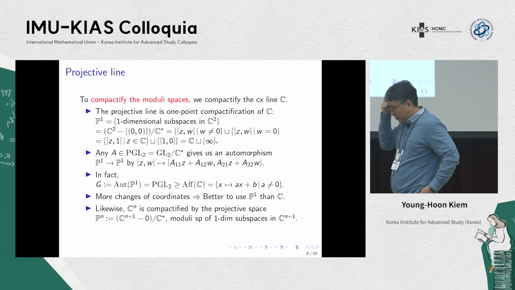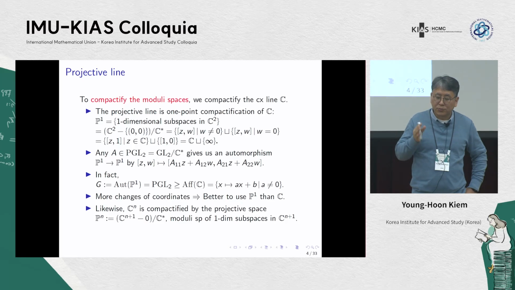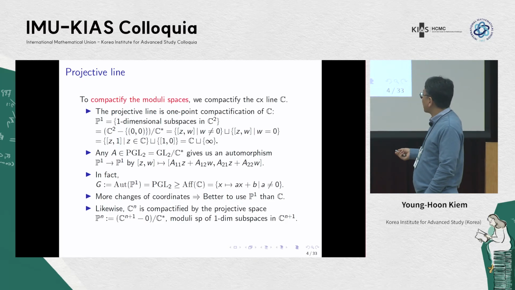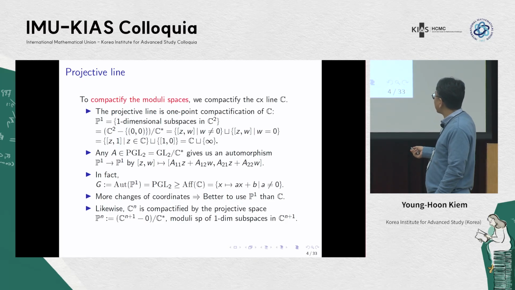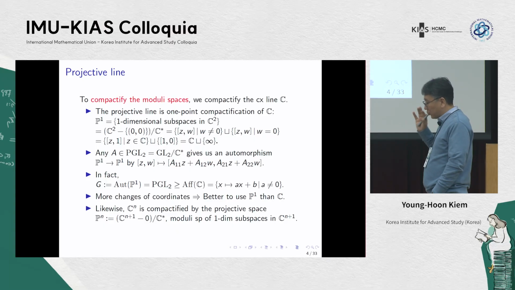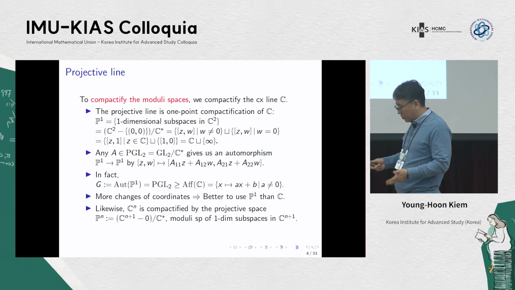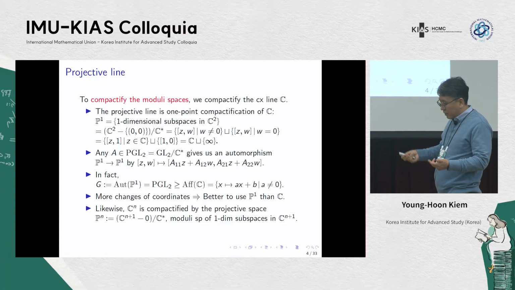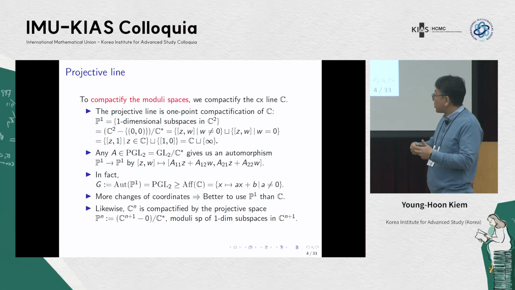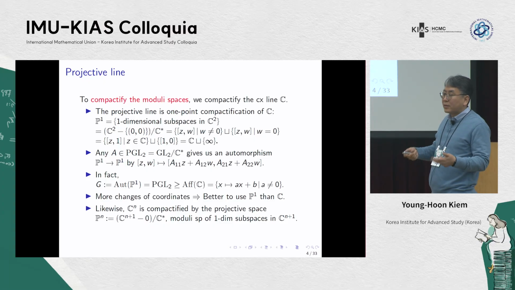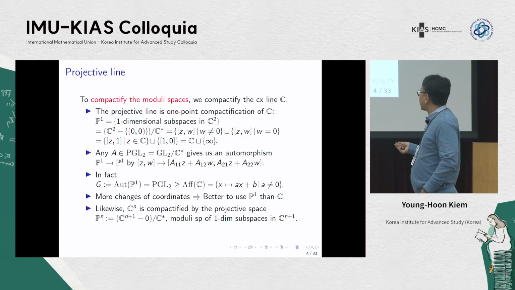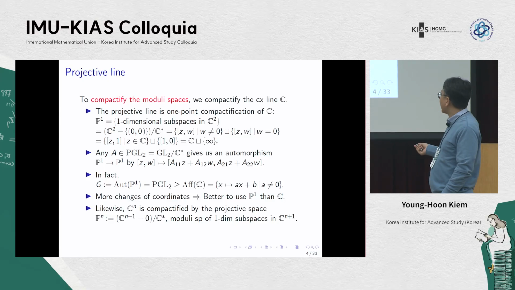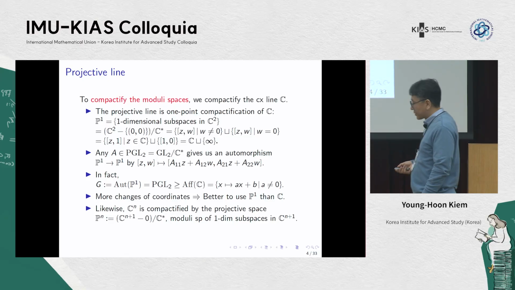So one benefit of using the projective line over the complex line is that we have more change of coordinates. This is three-dimensional, two-dimensional. So when you're trying to solve a polynomial equation, it's useful to have more freedom to change coordinates. In terms of solving polynomial equations, it's also better to use P1, the projective line, than the complex line.